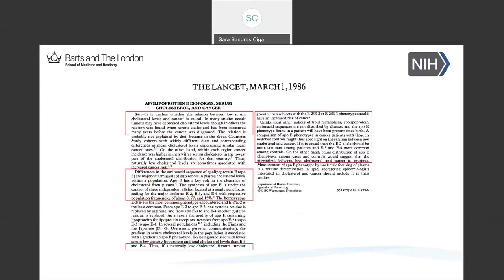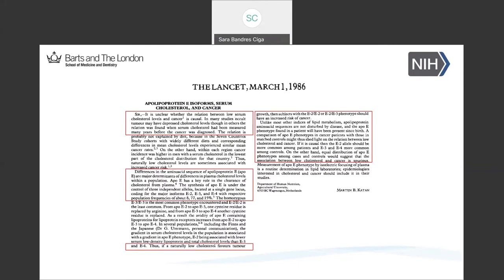Now, back in 1986, this guy called Martin Katan wrote a letter to Lancet Neurology where he inadvertently happened on Mendelian randomization. So I'll just read out what it says in the boxes. He said, "Sir, it's unclear whether the relation between low serum cholesterol levels and cancer is causal. In many studies, occult tumor may have depressed cholesterol levels, though in others the relation was found when serum cholesterol had been measured many years before the cancer was." Talking about reverse causation, though, saying something about cancer reducing your cholesterol, or is it that low cholesterol increases your risk?